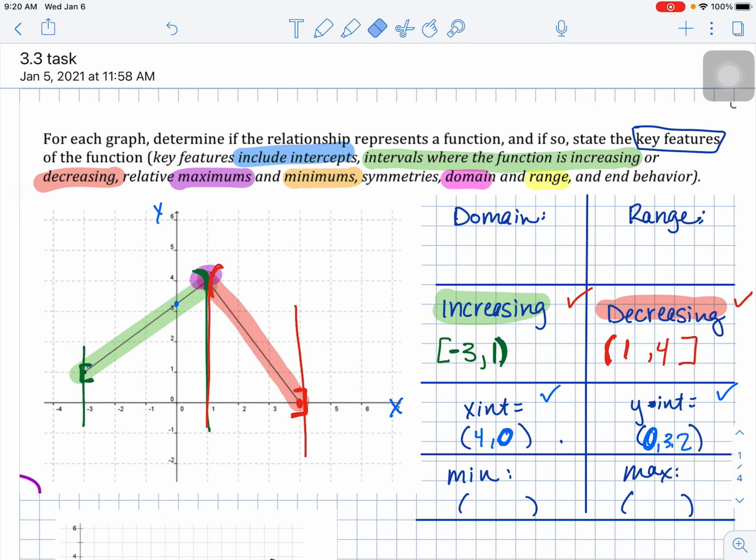So I'm just going to write down the actual point. What is the point where my graph is the tallest? And the maximum is the point (1, 4), right? That is how I went over 1 and up 4 to get to that point.